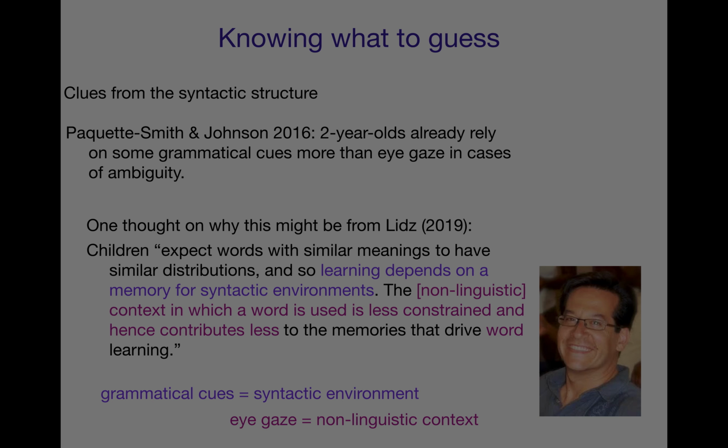So in our case, the syntactic environment is going to be these grammatical, these linguistic cues of singular and plural blickets, these and are, right? And the eye gaze is that non-linguistic context, which might be more variable. And so kids, as they get older, in this case 2, are learning to rely more on the linguistic context rather than the more variable non-linguistic eye gaze cue.